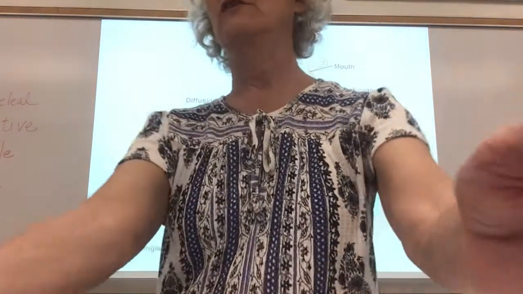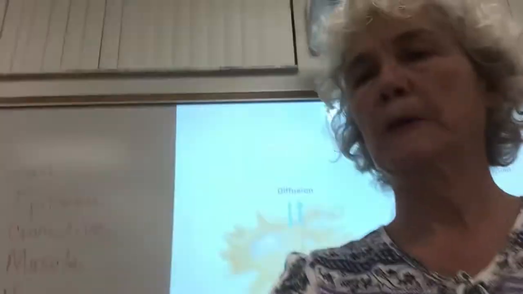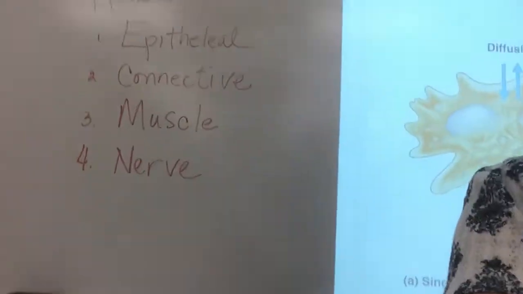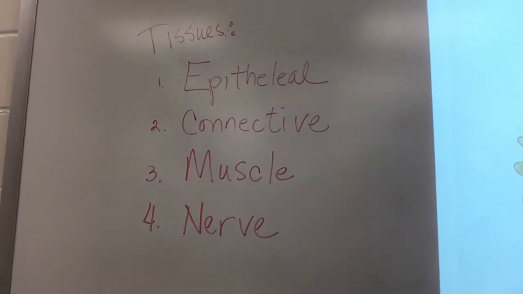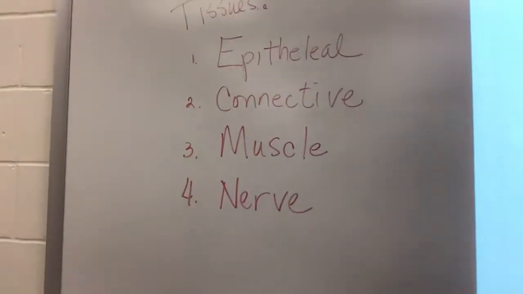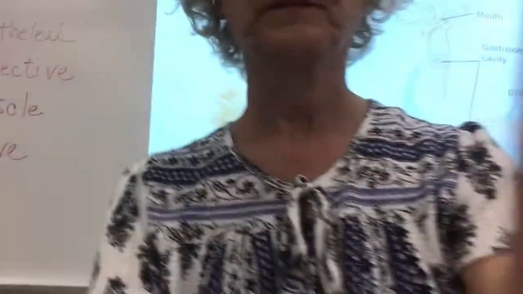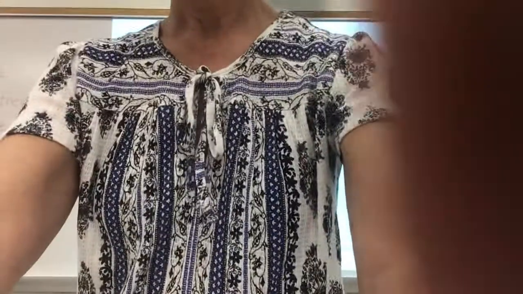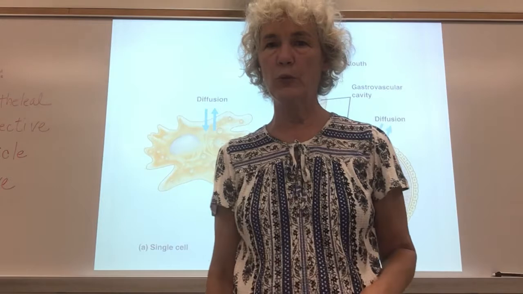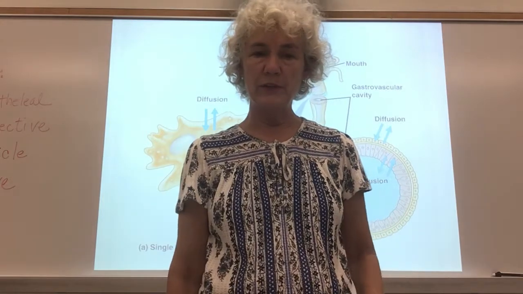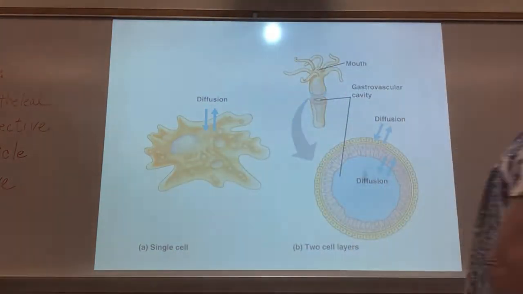If you look over here, let's move this for a second. You can see the 4 tissue types written up on the board, so you can take notes on the 4 tissue types. All right, so we're going to start with the epithelial. Epithelial.